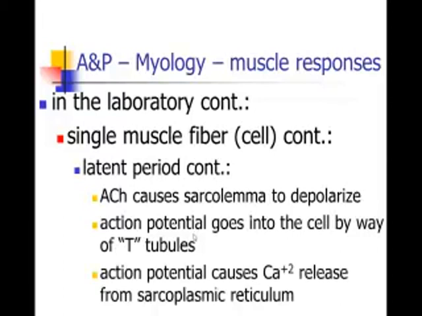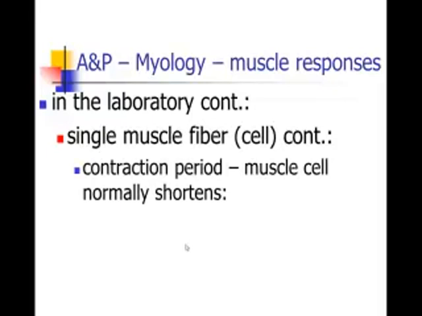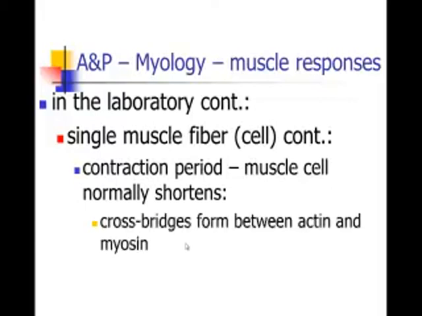The action potential is going to cause the calcium to be released from the sarcoplasmic reticulum. And then remember, the calcium is going to interact with the troponin, and the movement can start. Then we have the contraction period. Normally, if the force is exceeding the resistance, the cell will actually get shorter.